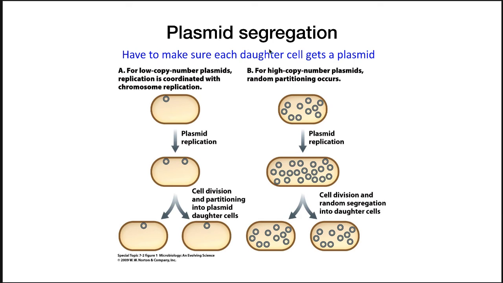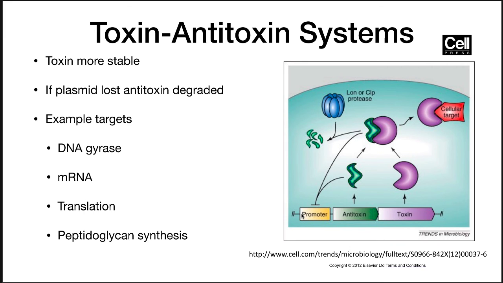And this is called plasmid segregation. In this, the goal of the plasmid is to make sure that each daughter cell gets one. For low copy number plasmids, what they'll often do is they'll coordinate with chromosome replication. They'll use the same cytoskeletal replication apparatus. It gets divided between the cells and goes through. For high copy number plasmids, it's really not a problem because random partitioning occurs. If you've got 40 copies of a plasmid inside a cell, some of them are going to go into each side. One interesting example is the toxin-antitoxin system.